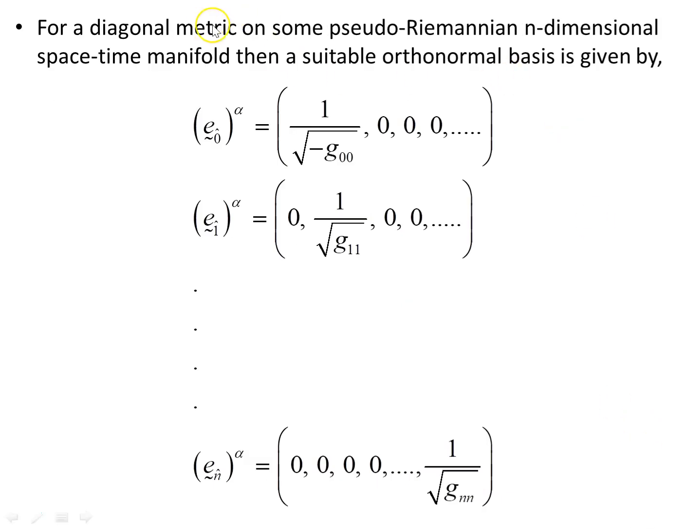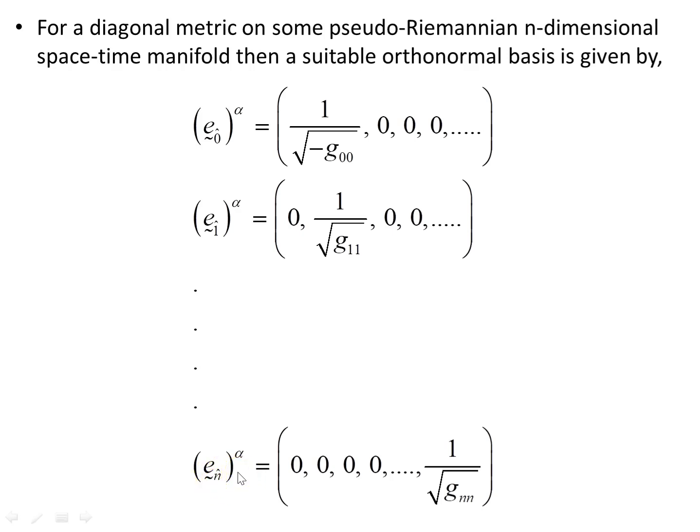Okay, now just in general, for a diagonal metric on some pseudo-Riemannian n-dimensional space-time manifold, a suitable orthonormal basis is given by these components: the components in the orthonormal basis, E0 hat alpha, is this one here. The next component, 1 alpha, is this object here, and so on down to the nth basis vector component. Remember, the parentheses mean that they are the components of the basis vector.